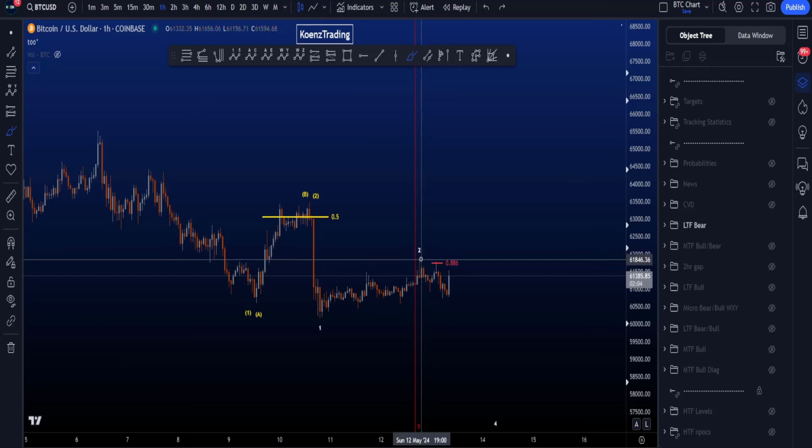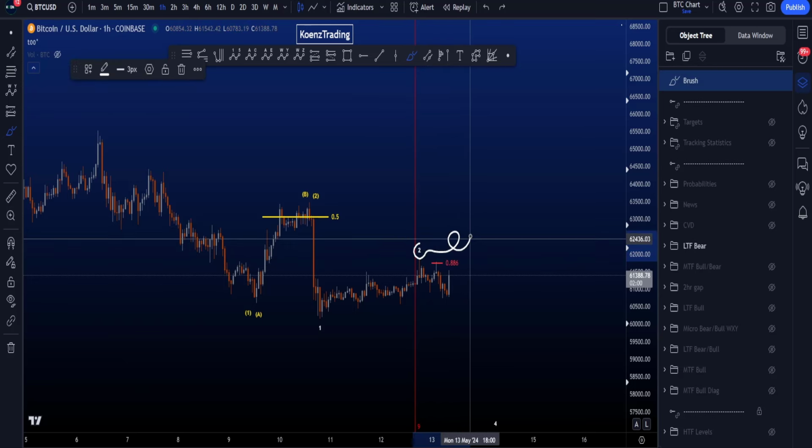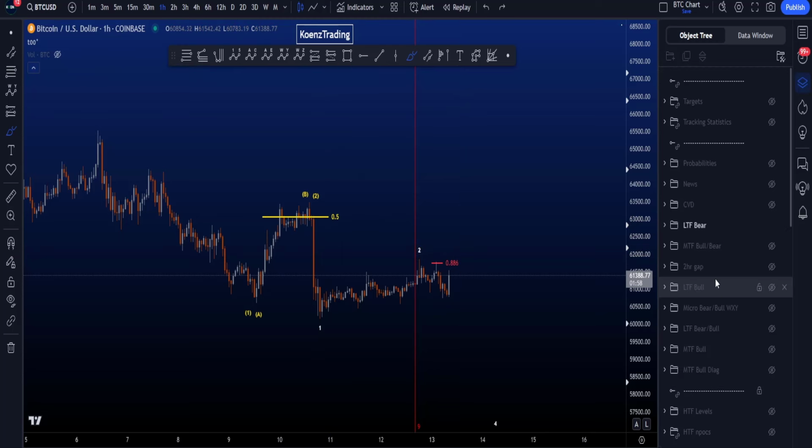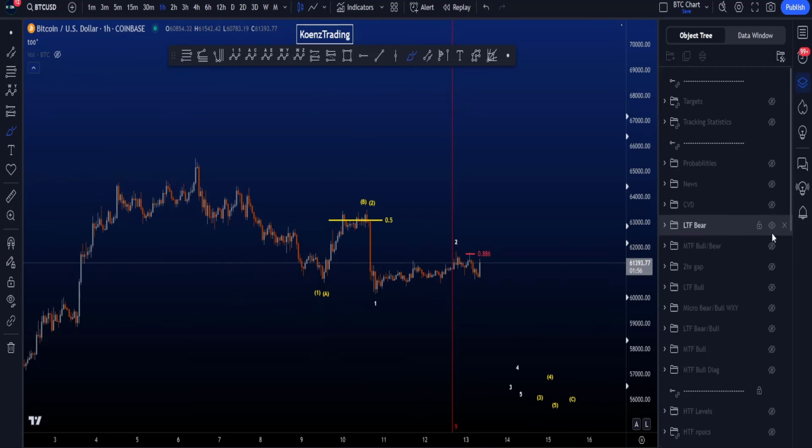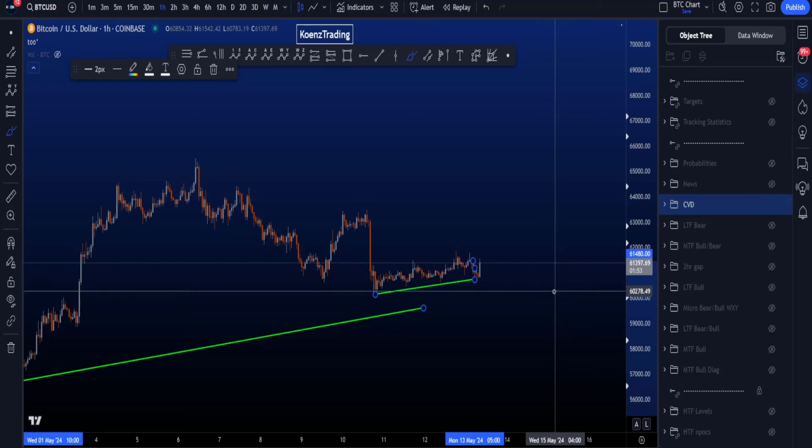Which in turn increases probabilities to sooner or later take this high. And if we do again take this high, then this wave 2 is going to be 10, 11, maybe 12 times longer than this wave 1, which just significantly reduces probabilities for the bearish scenario.